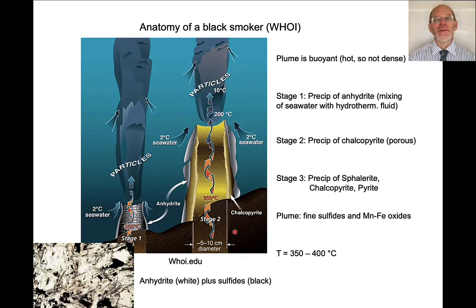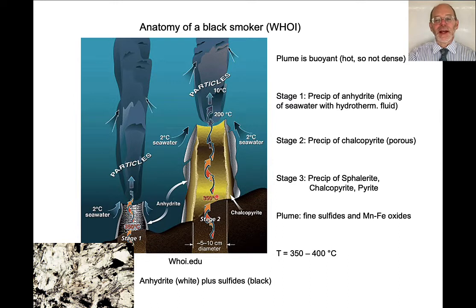So let's look at the anatomy of a black smoker. Here is a cross-section. This comes from Woods Hole Oceanographic Institute. The plume is buoyant, so it's hot and it's not very dense. And in the first stage at which these fluids interact with seawater, they precipitate anhydrite. Anhydrite is calcium sulfate, CaSO4. The chemistry is very similar to gypsum, but gypsum has structural water. Anhydrite has no structural water in it. The second stage of precipitation is chalcopyrite. Chalcopyrite is a very high temperature mineral, roughly 350 degrees C.